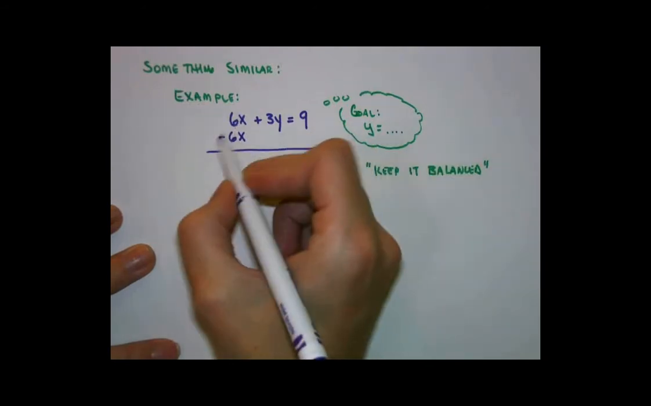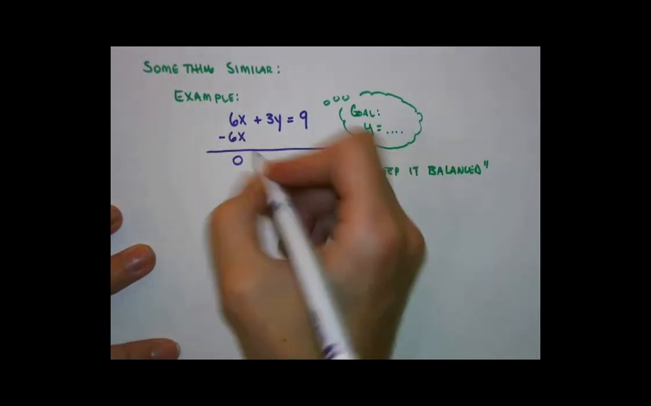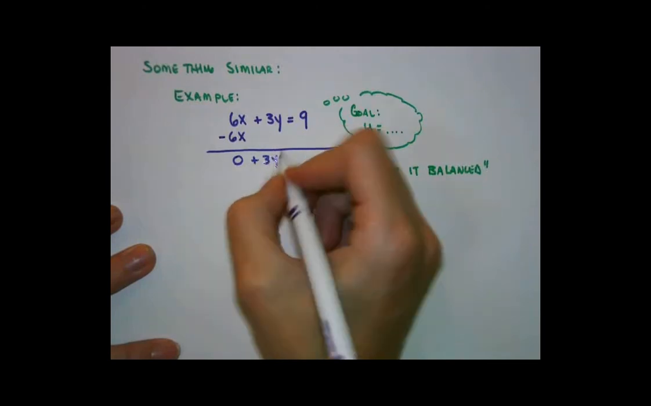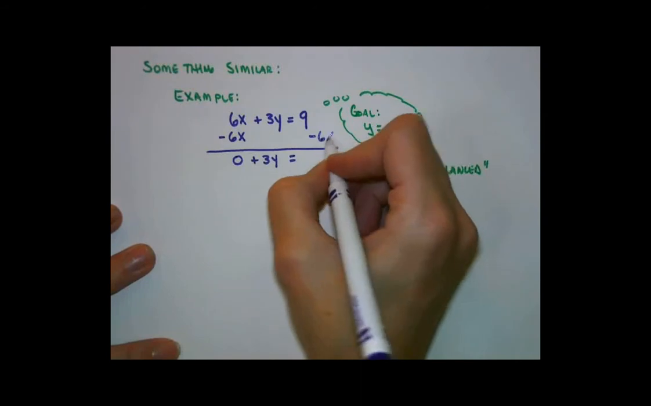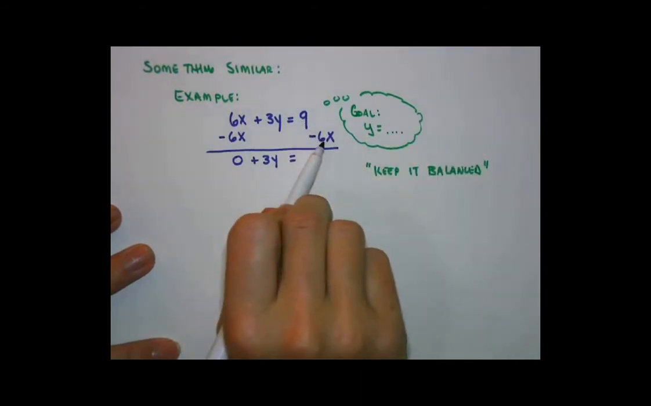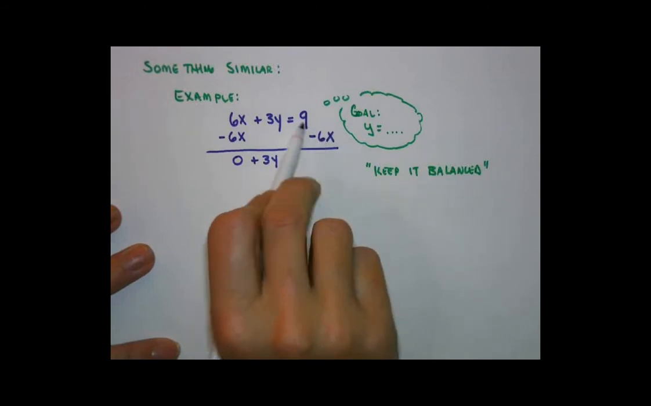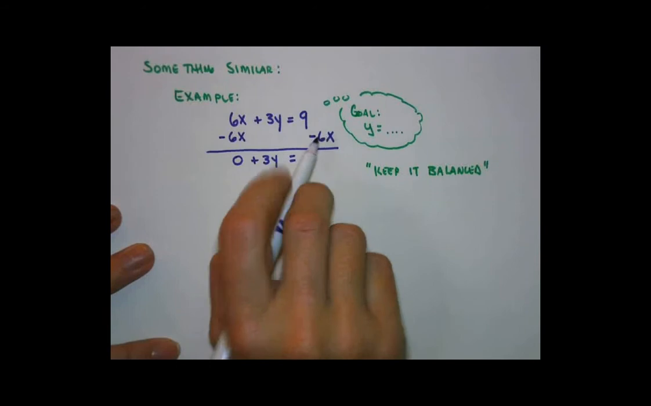When I do that, 6x take away 6x doesn't leave me anything. That leaves me with 0 plus 3y equals, and on this side I have to also subtract 6x to keep things balanced. Notice that 9 and 6x are not like terms. I can't combine these. 9 is just a plain old number, and 6x is like taking 6 copies of a variable, x, but I don't know what number goes in place of x. So I can't combine these two terms.